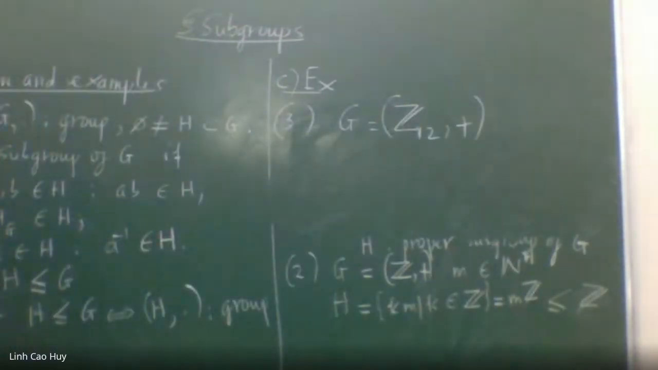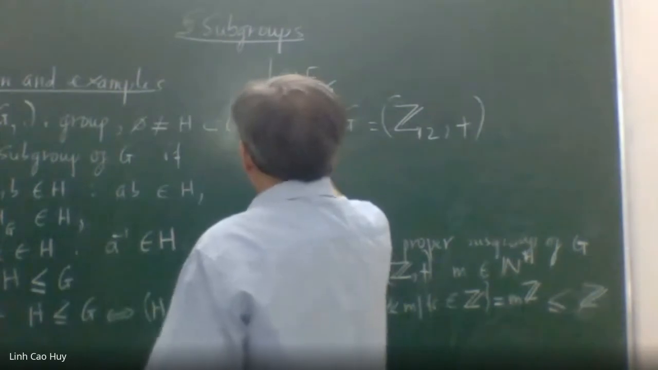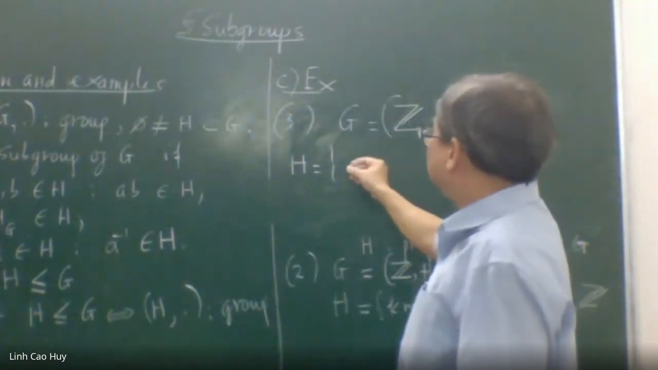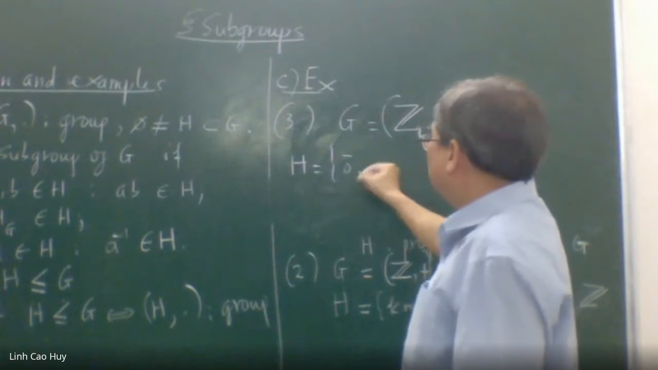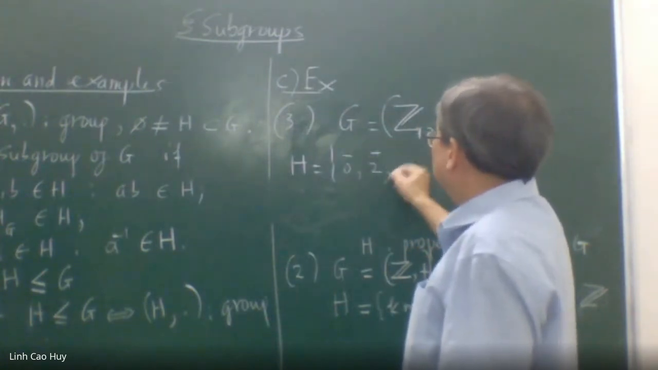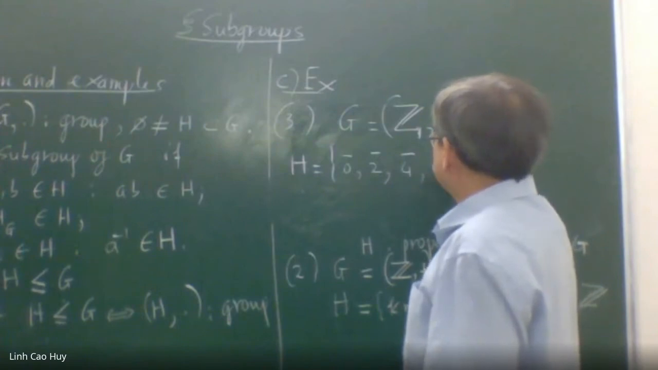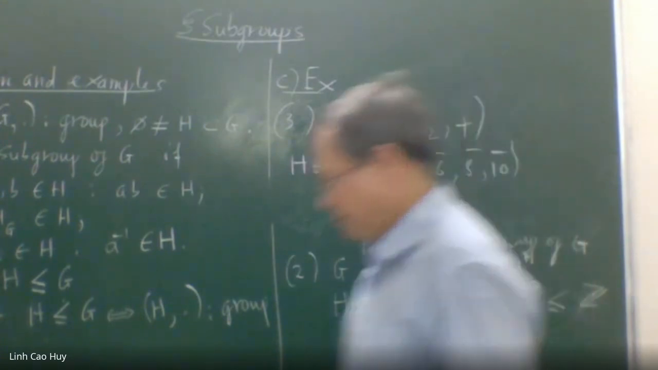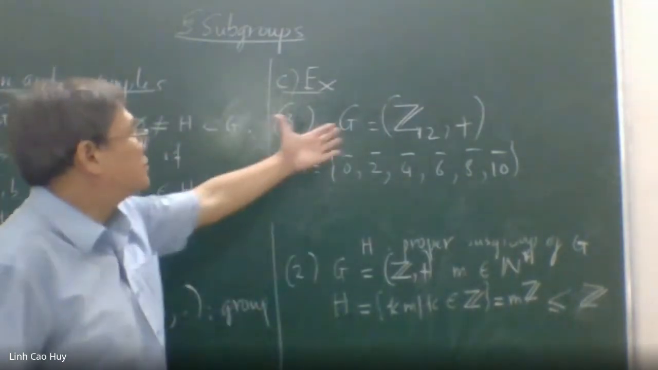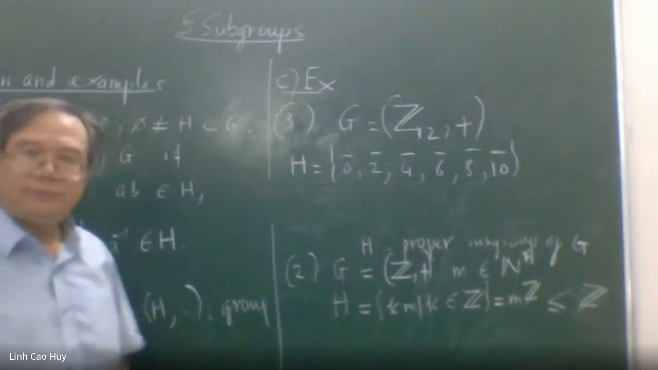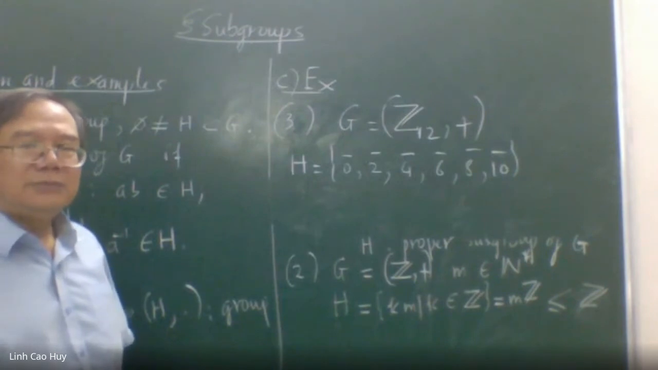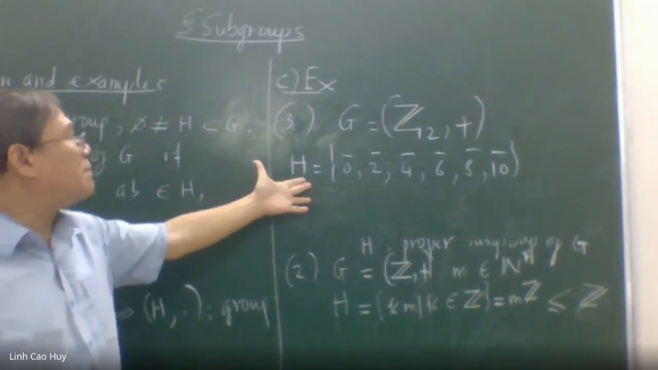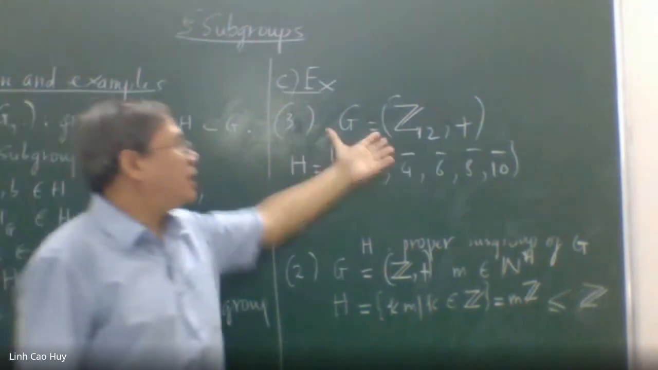And now we consider the subset: 0 class, 2 class, 4 class, 6 class, 8 class, and 10 class. 6 elements, a subset of Z12. And now, is this a subgroup of Z12?